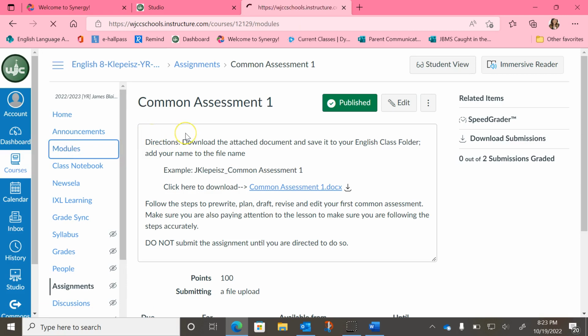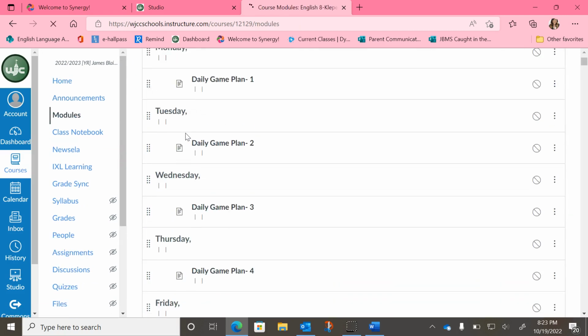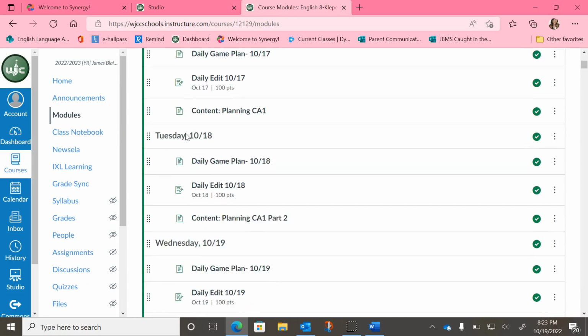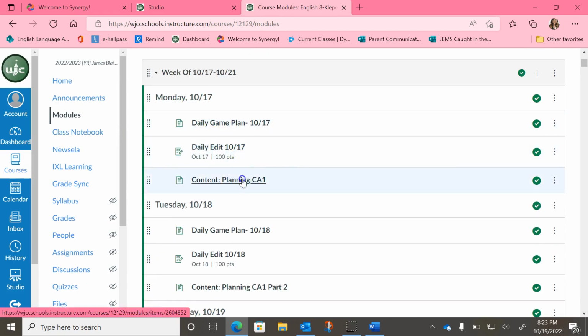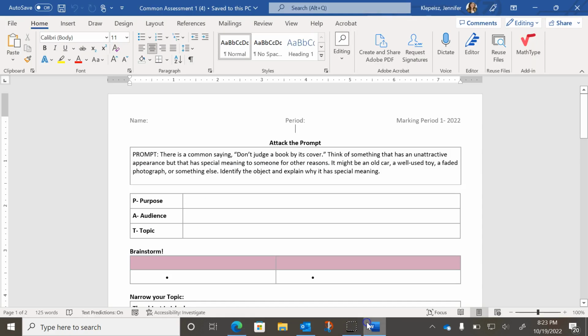Now, the first thing we're going to do is start off by attacking our prompt. So we're going to read our prompt a few times to make sure that we understand what it's asking. So the prompt says, there's a common saying, don't judge a book by its cover. Think of something that has an unattractive appearance but that has special meaning to someone for other reasons. It might be an old car, a well-used toy, a faded photograph, or something else. Identify the object and explain why it has special meaning.